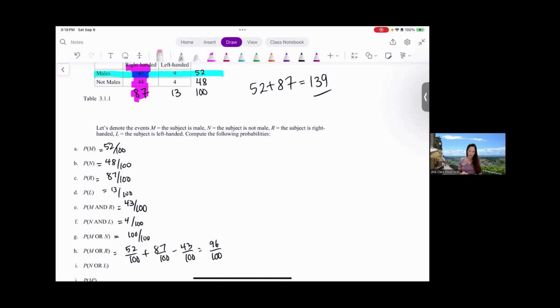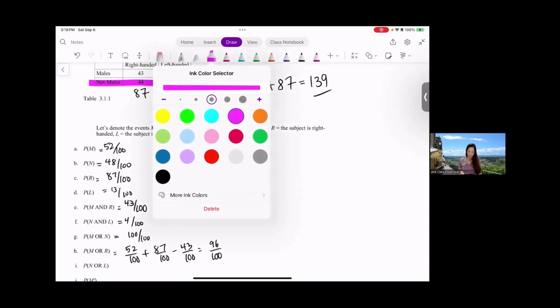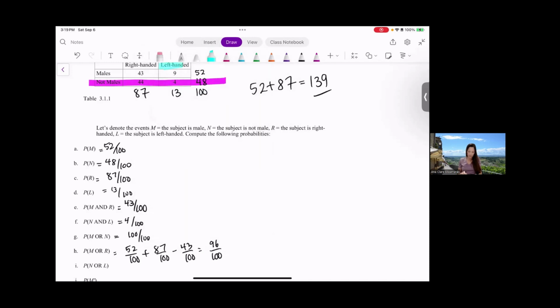N or L, so not male or left-handed. Again, we don't want to double count. So not males is 48 total out of 100, plus left-handers is 13 out of 100, but there are 4 that are common to both that I need to subtract. So what that's going to give me is 57 out of 100.